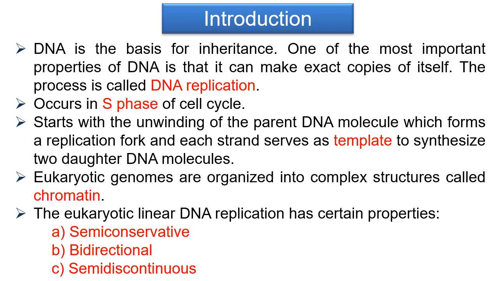So here I am giving an introduction about the basics of DNA and its replication. DNA is the basis of inheritance. That is, DNA passes down the generations from parents to their offspring. This is possible only because DNA is capable of making its exact copies for equal distribution in cells during cell division. And this process is known as DNA replication. And this process occurs in S phase of cell cycle, that is immediately after G1 phase.